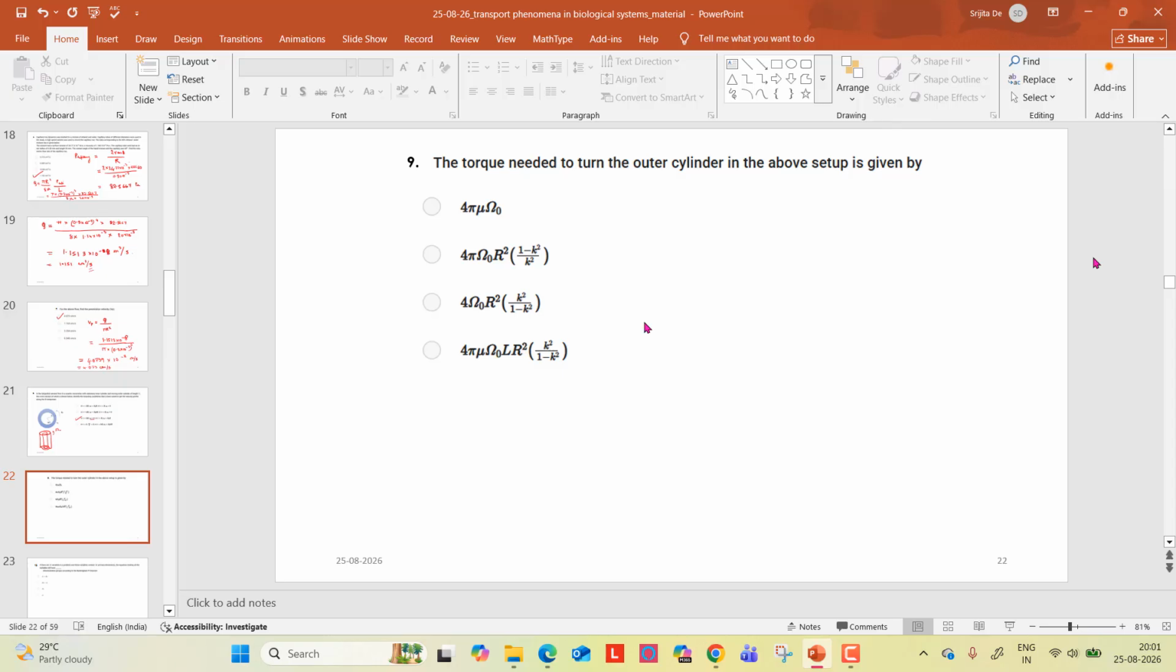Next. The torque needed to turn the outer cylinder in the above setup is given by 4 pi mu omega naught L R square into k square by 1 minus k square. So this derivation is completely done in the notes. Please go and look into it. Okay.